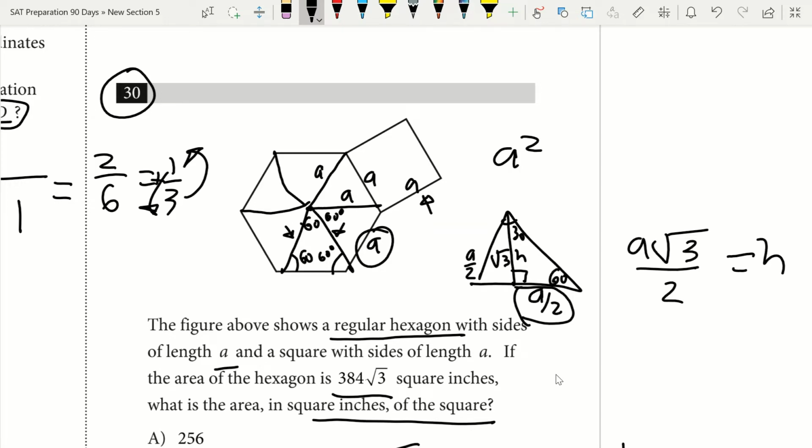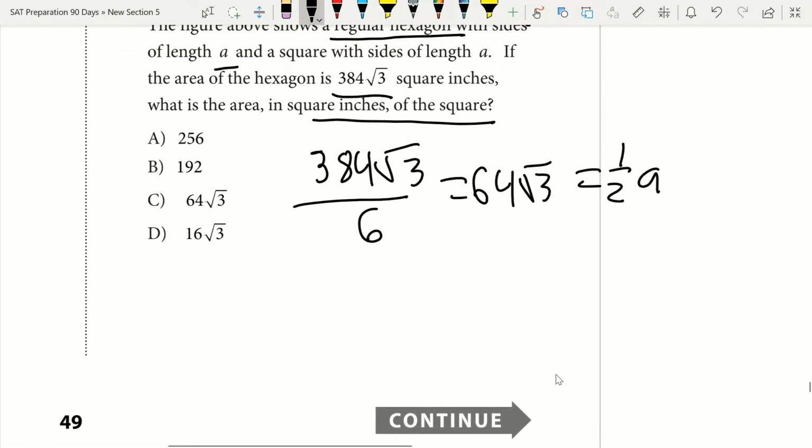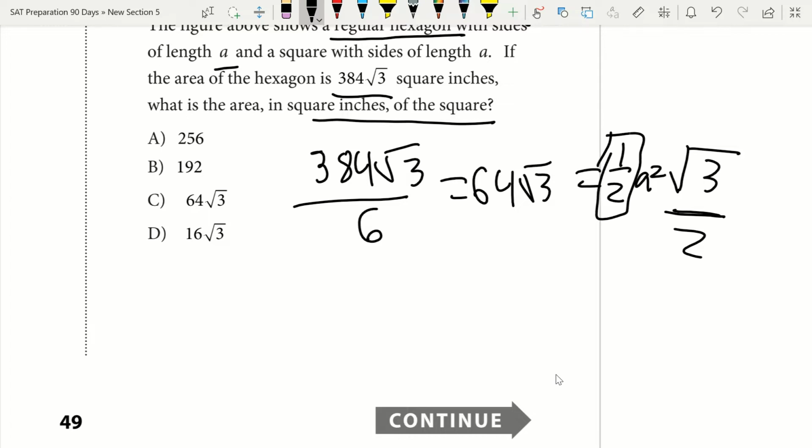So I take that height, a root 3 over 2, and I put that right here, times a root 3 over 2. Now I've got half a squared root 3 over 2, because we had half a and then times a root 3 over 2. So now what can I do? I can take this half here and simplify that by splitting it over 2. Half over 2 gives me a quarter, so 1/4 a squared root 3.